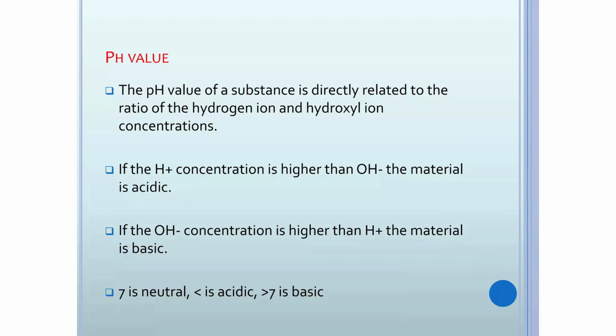But inversely, if the OH, that is hydroxyl ion concentration, is higher than hydrogen ion, then the material is basic. And when you have a pH of 7, it is neutral. And when the pH is less than 7, it is acidic. And when it is greater than 7, it's basic. So you should get that, ladies and gentlemen. You can use pH to tell you whether the substance is acidic, basic, or neutral. So in this case, pH of 7 is neutral, pH of less than 7 is acidic, and pH of greater than 7 is basic or alkali.